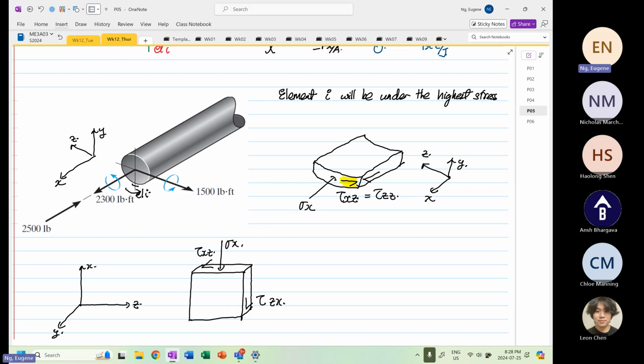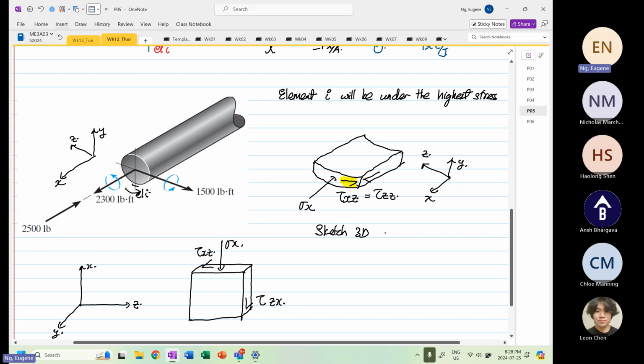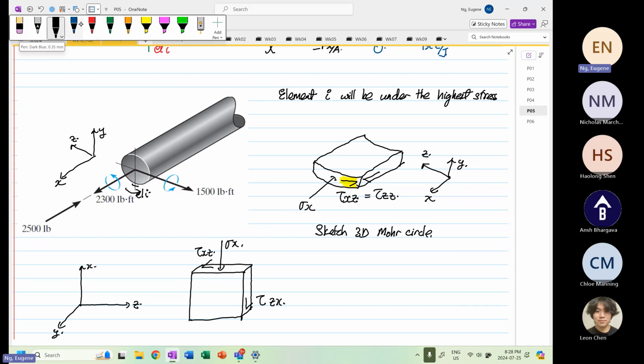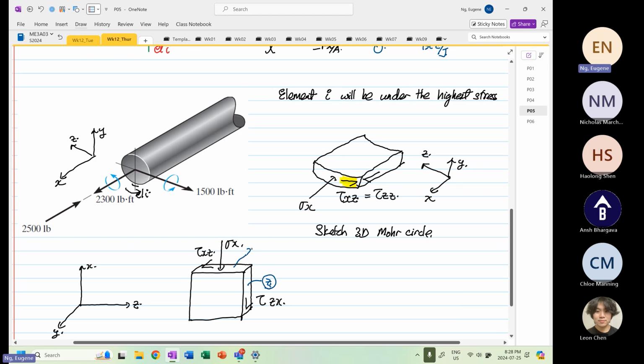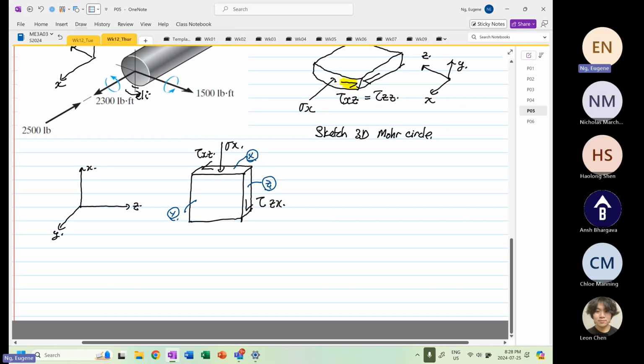So now we are going to sketch the 3D Mohr circle. We are going to label this as our Z, this will be our X, and this will be our Y. I'm now going to sketch the 3D Mohr circle.